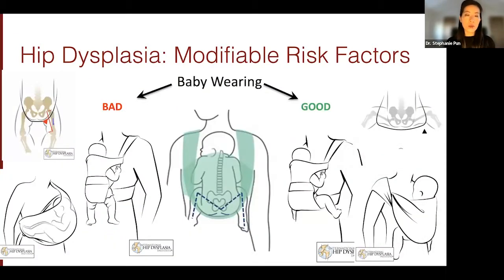Baby wearing is also a modifiable risk factor. So a good way of wearing the baby for caregivers is to have the baby facing the parent or caregiver with the legs in this M sort of position where the hips are flexed and abducted. You want to have a baby carrier that has a very wide base that provides support for the thighs so that the legs are not hanging straight down. And we also want to avoid slings that put the legs in an adducted position.